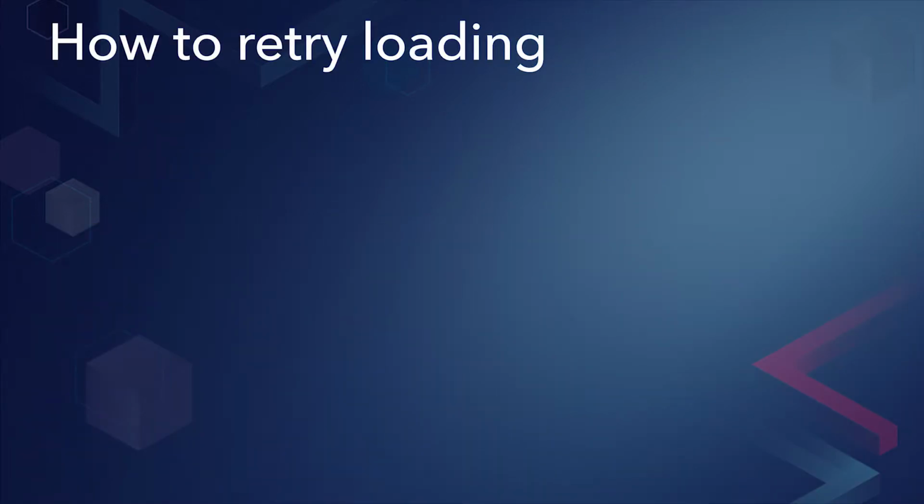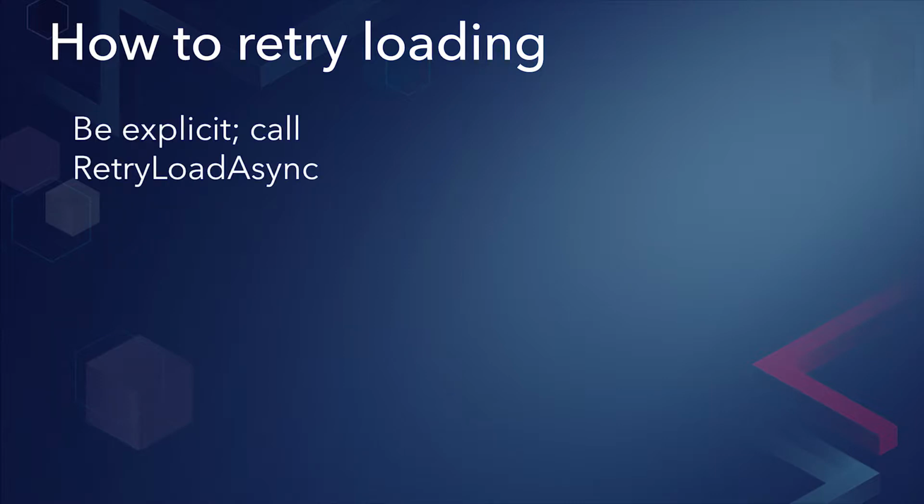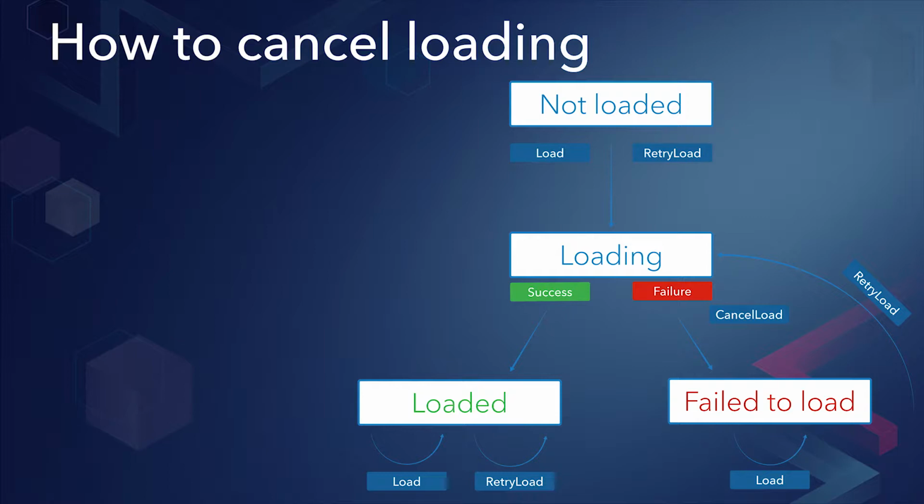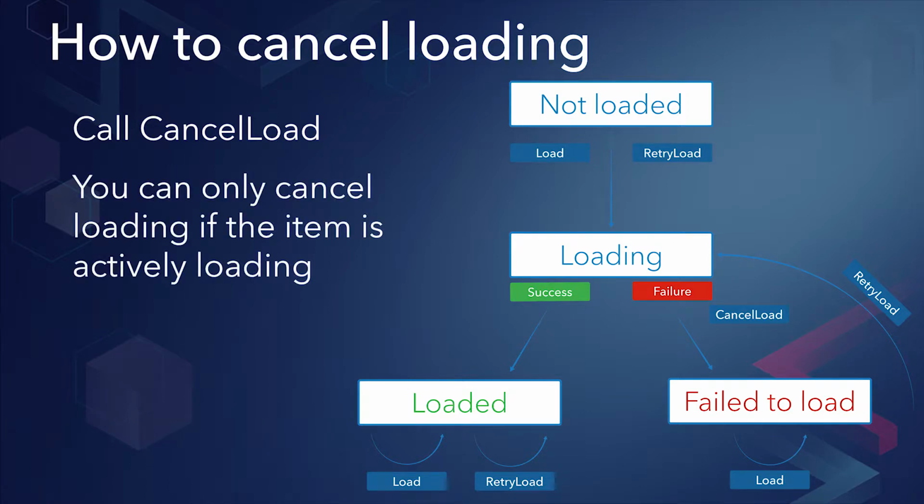At this point, you're probably wondering how you can retry loading after a failure. For this, you'll need to be explicit and use retry load async. If the item is already loaded, retrying won't reload it. Now that you know how to start and retry loading, let's move on to canceling. Canceling is straightforward with the cancel load method. Note that you can only cancel loading an item that is actively being loaded. That is, its load status is loading. Once you call cancel load, the item transitions from the loading state to failed to load.